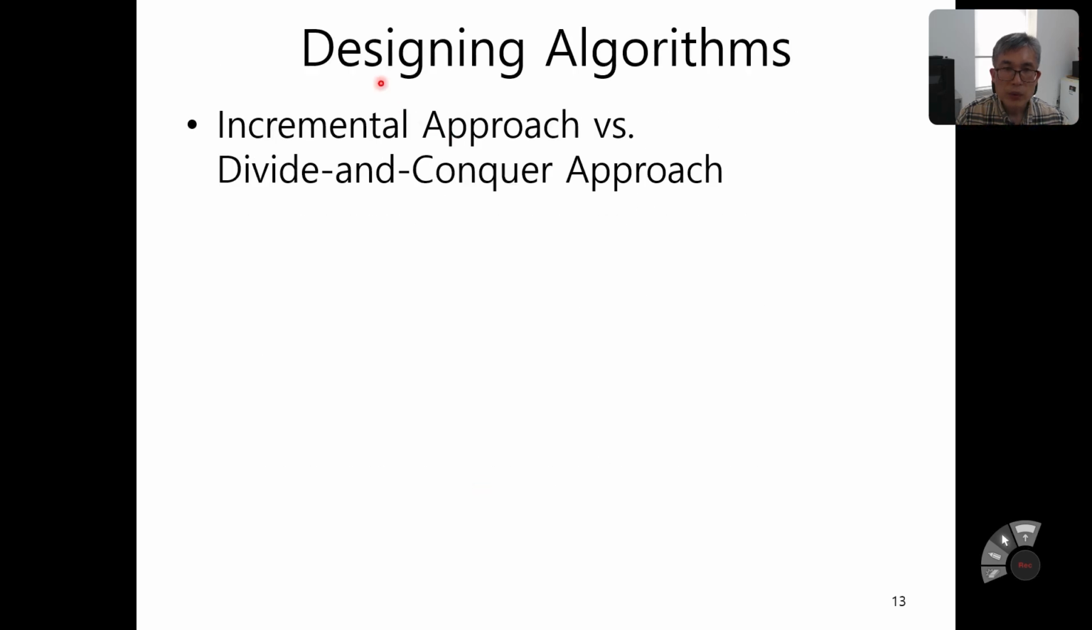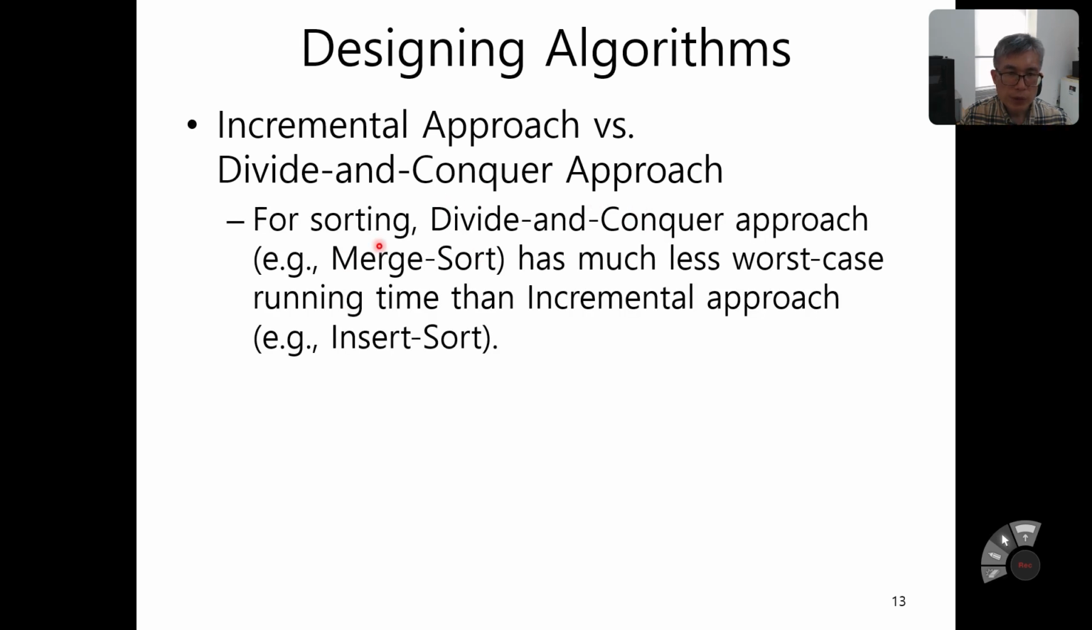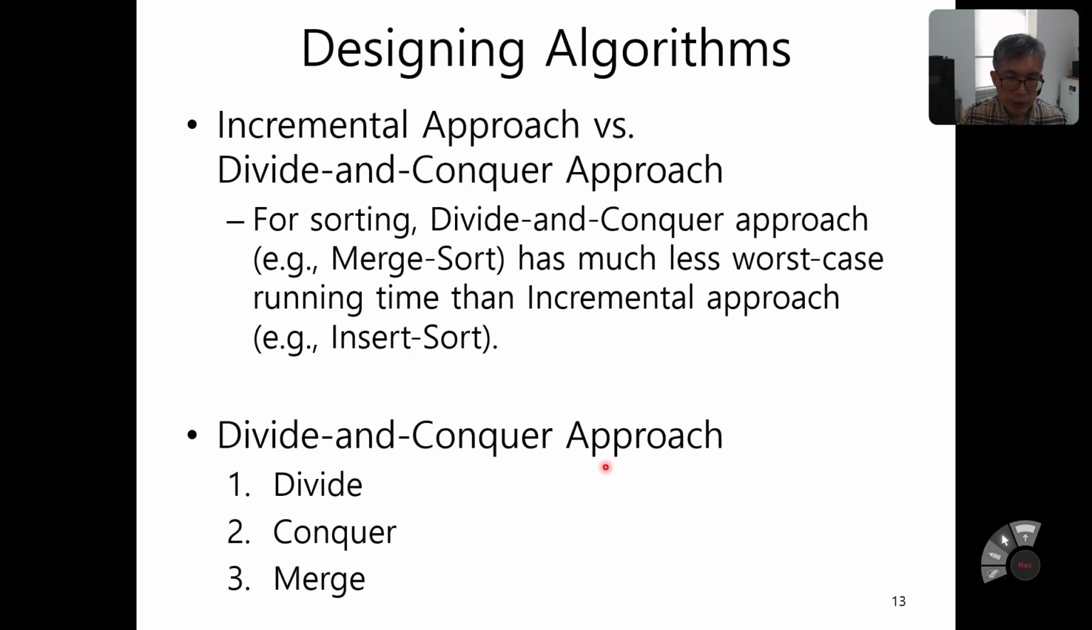So, designing algorithms. We have two approaches. One is the incremental approach, and the second one is the divide and conquer approach. Insertion sort is an incremental approach. Merge sort, which we will see, is the divide and conquer approach. For sorting, divide and conquer approaches like merge sort and quicksort have much less worst case running time than incremental approaches like insertion sort. The divide and conquer approach consists of 3 steps: divide, conquer, merge.